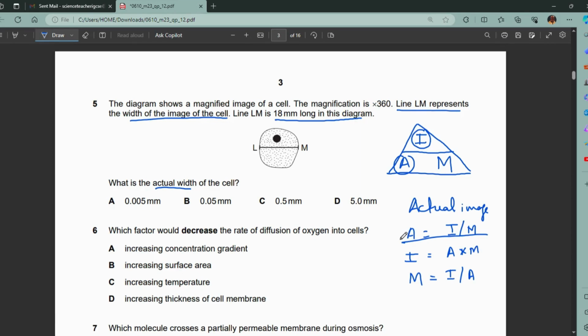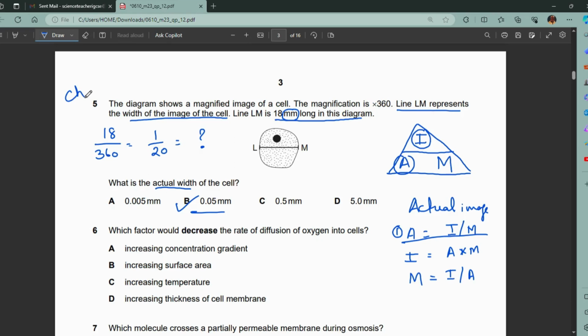So this is the first thing that we are going to use: I by M. What's I here? I is 18. What is M? Magnification is 360. If I simplify it, it becomes 1 by 20. What will be the answer for this? Remember, mm is already there. If it is in cm, you need to convert into mm. So already it is in mm, no need of conversion. The answer is, take out your calculator, do a simple calculation, and you will get 0.05.